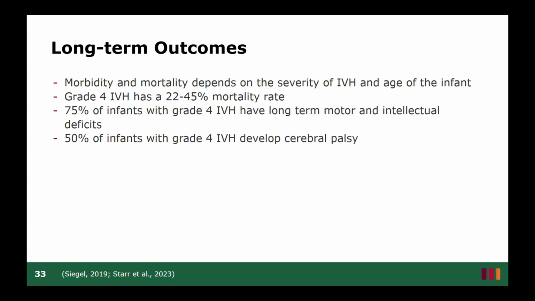Rates of morbidity and mortality heavily depend on the degree of intraventricular hemorrhage, prematurity of the infant, and progression of the hemorrhage. The mortality rate for grade 4 intraventricular hemorrhage is 22 to 45%, while 75% of surviving infants will have lifelong motor and intellectual deficits, and 50% of surviving infants will develop cerebral palsy.